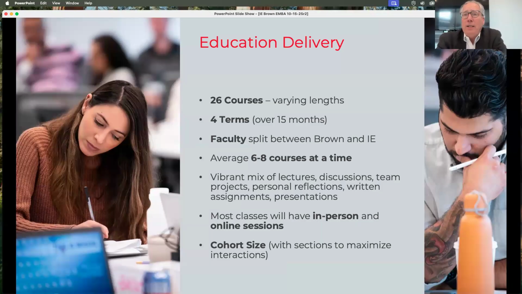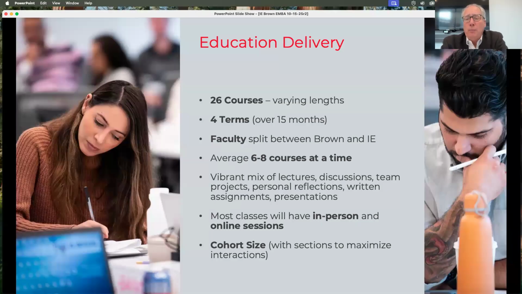So what we provide in this program are 26 courses. They vary in length from 5 90-minute sessions to a few of them that are 20 sessions, each of which is 90 minutes. We break the curriculum up over the 15 months into 4 terms. And this is truly a joint program, a strategic partnership between both institutions, and it's an even split between the courses and the faculty that you get from both IE and Brown.